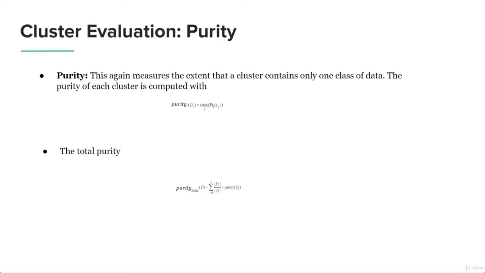The other evaluation measure is purity. This again measures the extent that a cluster contains only one class of data. The purity of each cluster is computed by this formula. The total purity of the whole clustering, considering all clusters, is defined by this.